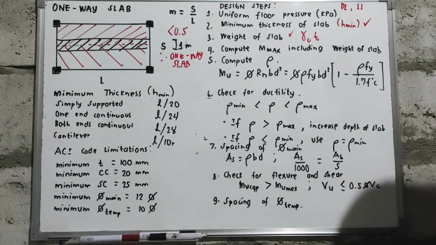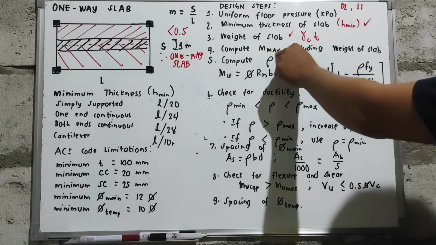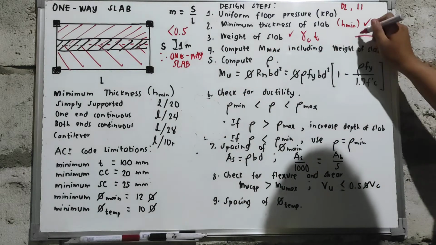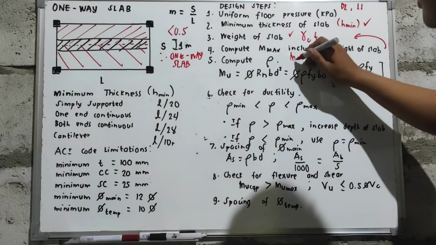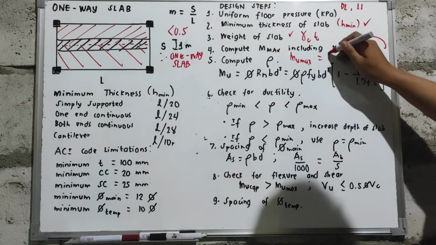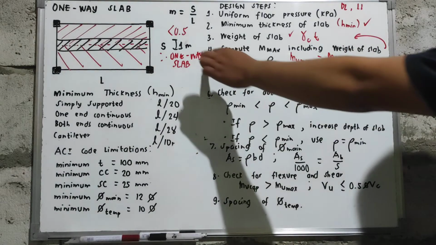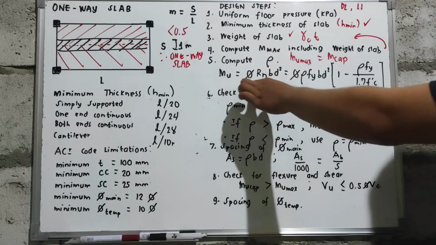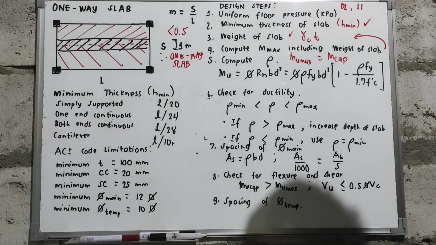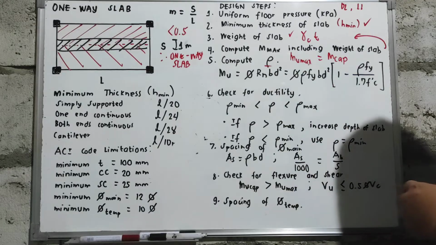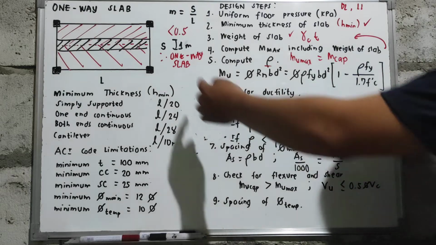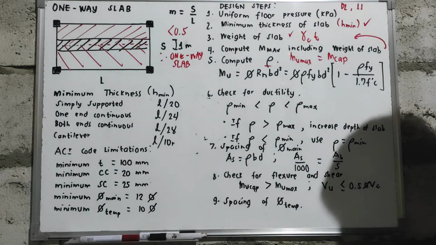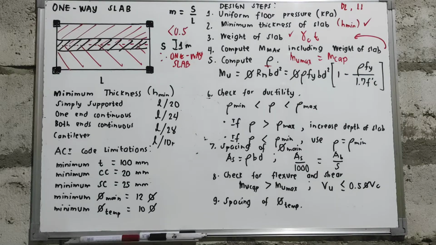And after nating makompute yung weight ng slab natin, we're going to compute yung maximum moment natin na kasama etong weight ng slab natin. And after nating makompute yan, mangyayari nyan is yung Mu max natin, equate natin yan to the M capacity. So, yung nakuha natin sa number 4, i-equate natin yan to the formula natin for M capacity para makuha natin yung value ng steel ratio natin.